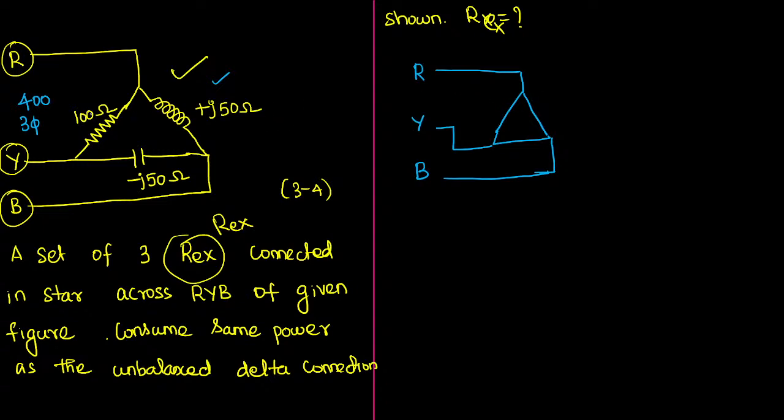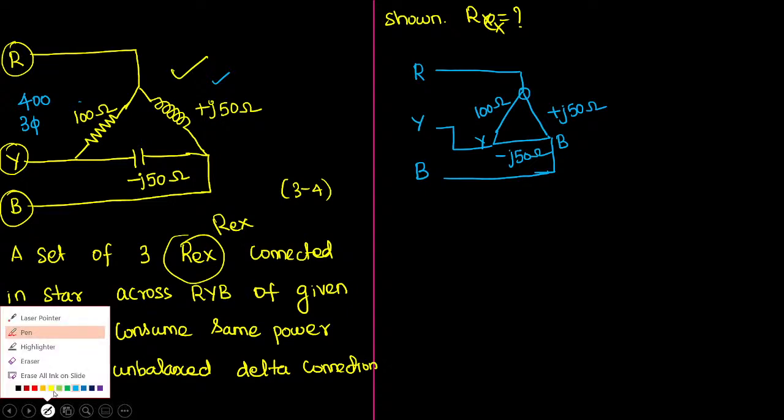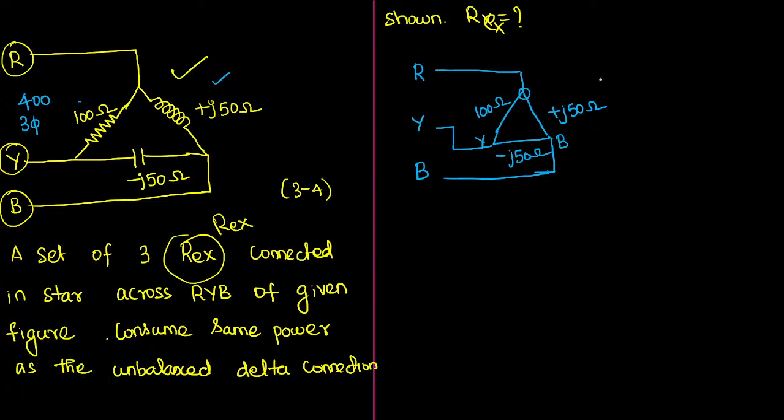This delta connection has on one side a 100 ohm resistor, on another side a plus j50 ohm inductor, and on the other side a minus j50 ohm capacitor. Let us see whether it is a balanced or unbalanced load. If I measure the impedance between R and B, I get j50 ohm, which can be written as 50 at an angle of 90 degrees.